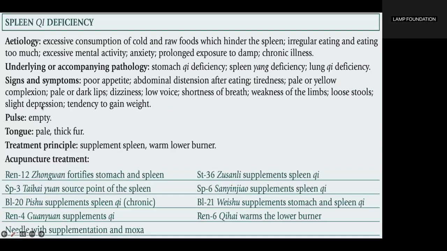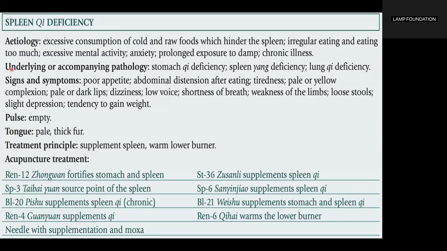Etiology: excessive consumption of cold and raw foods which hinder the spleen, irregular eating and eating too much, excessive mental activity, anxiety, prolonged exposure to damp, chronic illness. Underlying or accompanying pathology: stomach Chi deficiency, spleen-Yang deficiency, lung Chi deficiency.